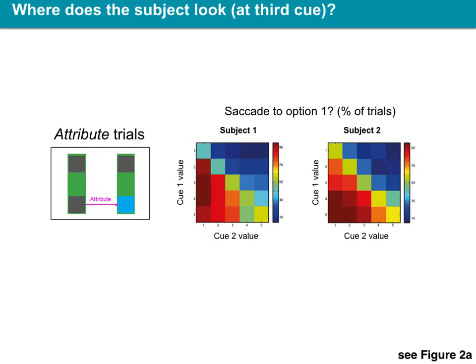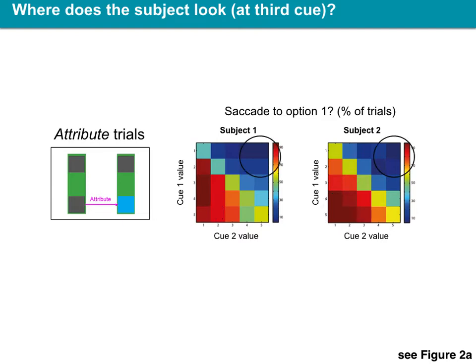And so to look at this, what I'm plotting here is the probability that the subject saccades diagonally back to option 1 as a function of the value of the first cue on the y-axis and the value of the second cue on the x-axis. And I've transformed those into ranks. So 1 is the worst ranked picture and 5 is the best ranked picture. And so what you can see is that when option 1 is high in value, but option 2 is low in value, then the subject tends to make a saccade diagonally back towards option 1.